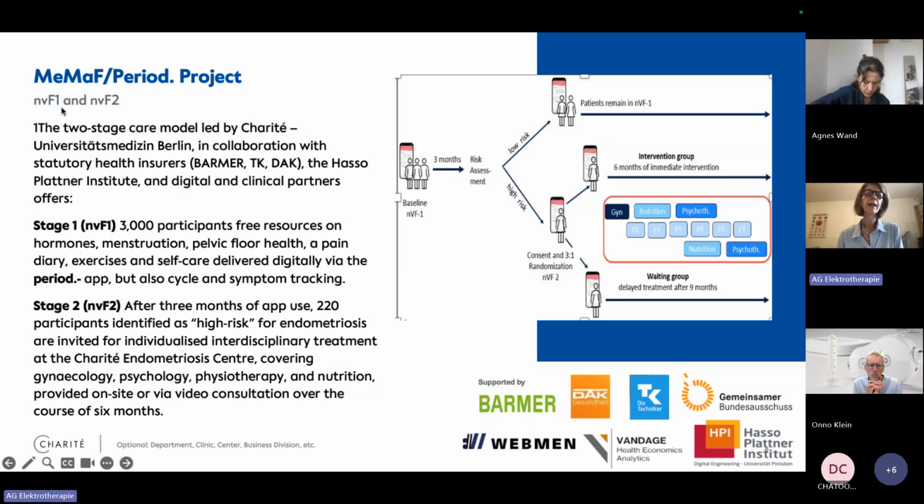In phase 1, for 3 months, they have this risk assessment. We had 3,000 participants who got free resources on hormones, menstruation, pelvic floor health, and a pain diary, and a lot of self-care delivered digitally via the period app. There was also cycle and symptom tracking, which will be evaluated.